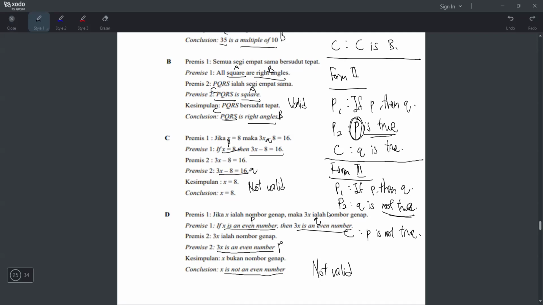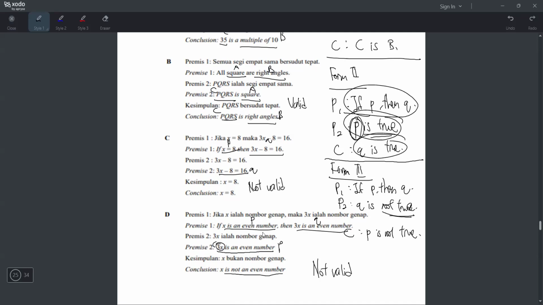Okay, kenapa? Sebab, okay, dia ada mention if P then Q, right? And then the premise 2, they mention P is true, right? So the conclusion should be Q is true. So the conclusion here should be 3x is an even number. Tapi dia pergi tulis X is not an even number. Wait. Actually, there's something wrong here, right? Kenapa dia mention this should be X is an even number, right? Okay lah, but that's not the point lah. The point is it's not valid lah.